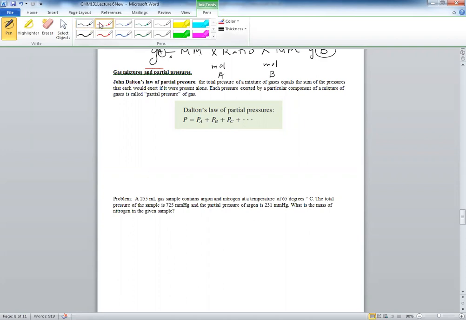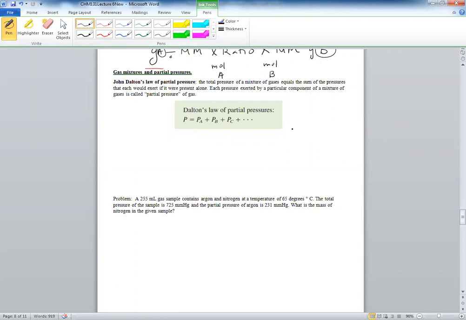It says the total pressure of a mixture of gases equals the sum of the pressures that each gas would exert if it were present alone. Each pressure exerted by a particular component of a mixture of gases is called a partial pressure. So what does that all mean?